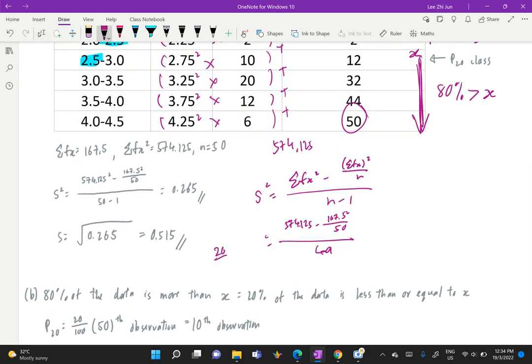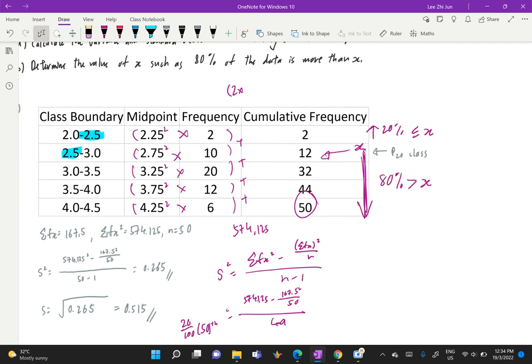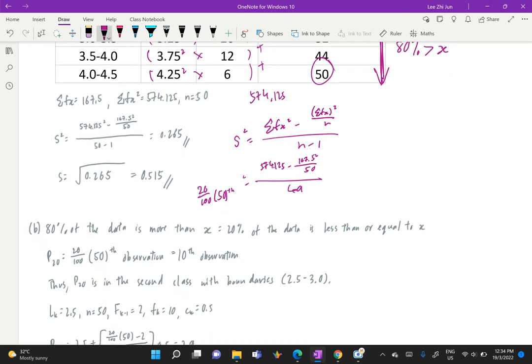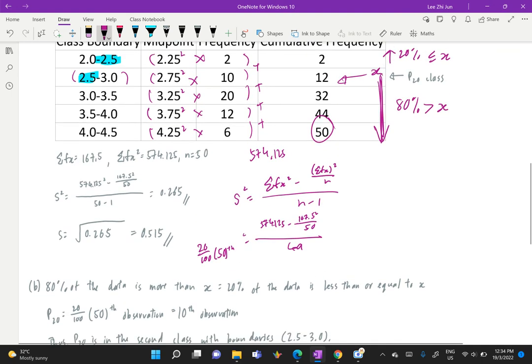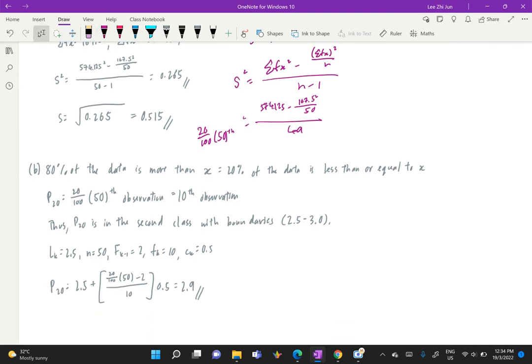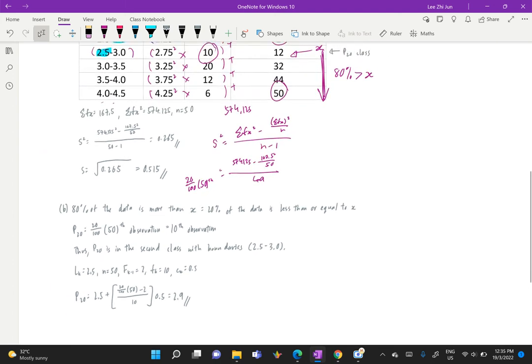So use 20% times the number of observations, 50, so I will get the 10th observation. Number 10 lies here, at the second class with class boundary 2.5 to 3.0. So the lower boundary is 2.5, big K is 2, small k is 10, and the class interval is 0.5. So I just add on the percentile, so I will get 2.9. Here's the answer.